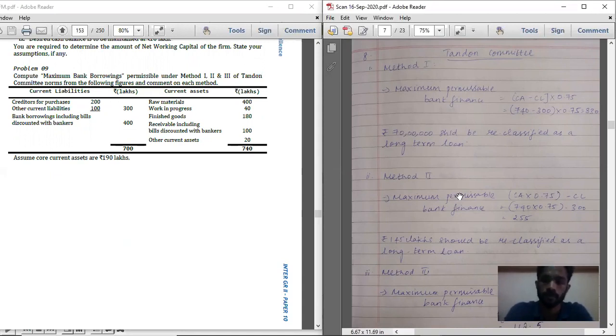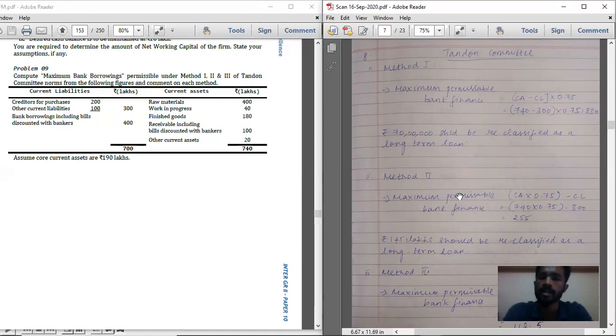Now take the notes. Problem number 9. Put the heading Tandon committee. Underline it. Below that, small Roman numeral 1, Method 1. What is method 1? 75% of current assets minus current liabilities. Below that, put an arrow mark: maximum permissible bank finance is equal to, write the formula.